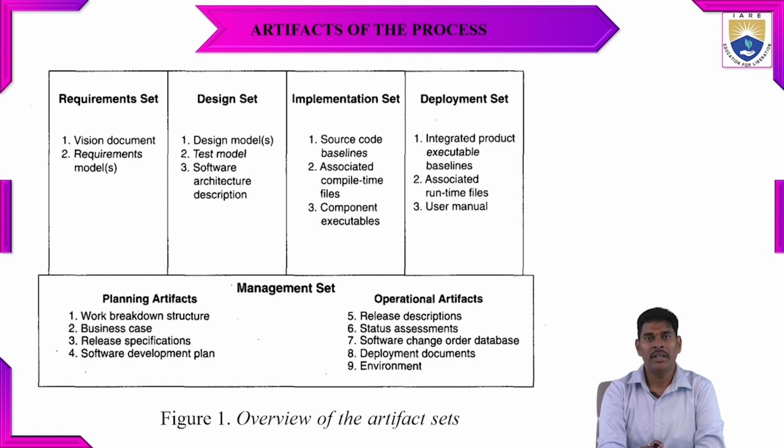So they need to scrutinize what are the main planning and the requirements to be implemented in the requirement set here. The next one is the design set. We know that the design set is nothing but the different types of design models, the test models, and the software architecture description. There we need to have the different types of components and models. What are the models we need to implement in the design set here?